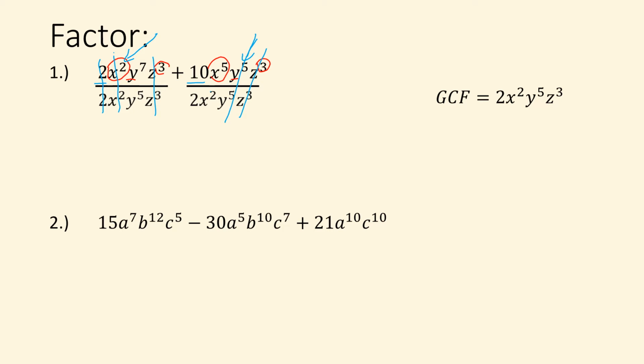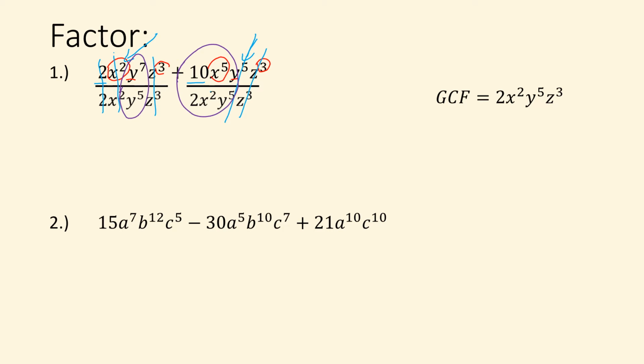Now, when we write our answer, there's still things to simplify which we haven't talked about. This can simplify, and these can simplify. But the first thing that we write when we write our answer is the GCF on the outside of the parentheses. It's like we're about to distribute it in.